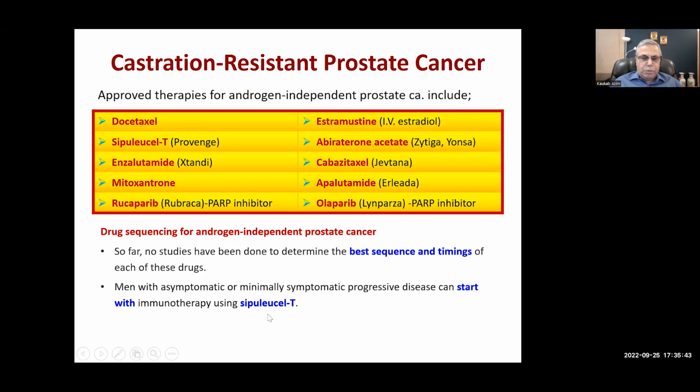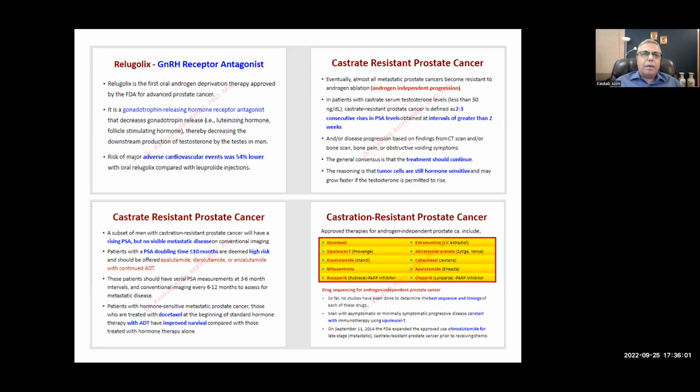This sipuleucel-T is a therapy with T cells. We take the patient's T cells, we grow them outside and give them back to the patients. Very expensive therapy, not available everywhere. Right, so that's what we have done in castrate-resistant cancers. We said that early therapy is beneficial, and we look at the rises in PSA.